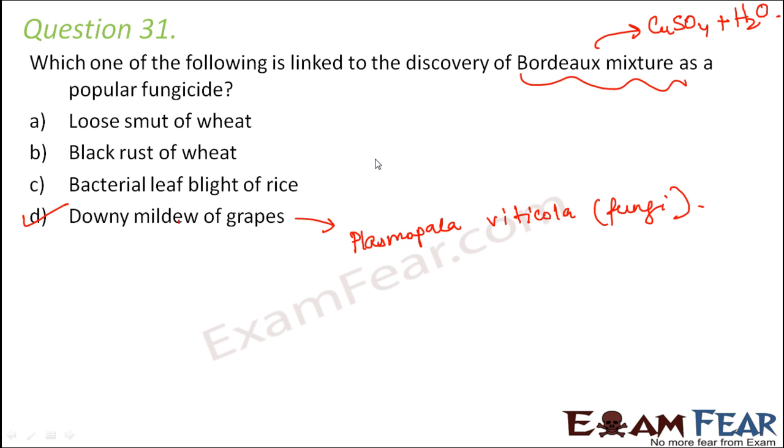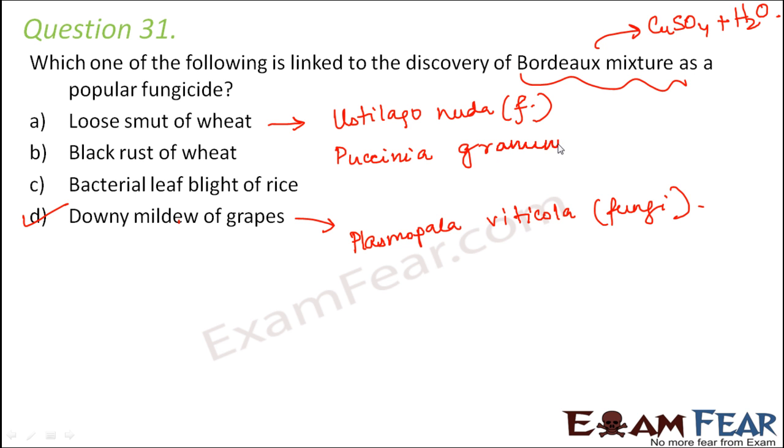Now if you look at the other options which are given here, loose smut of wheat, this is also a fungal disease which is caused by Ustilago nuda, that is again a fungus. Black rust of wheat is caused by Puccinia graminis, which is again a fungus. Bacterial leaf blight of rice, this is caused by Xanthomonas oryzae, which is a bacteria.